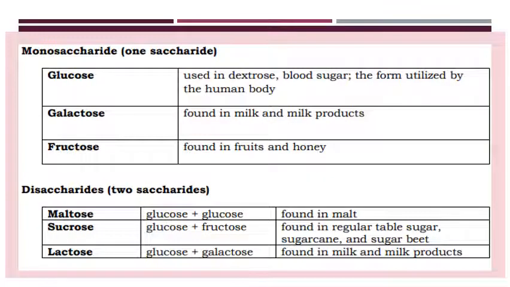Monosaccharide, one saccharide. Glucose, used in dextrose, blood sugar, the form utilized by the human body. Galactose, found in milk and milk products. Fructose, found in fruits and honey. Disaccharides, two saccharides. Maltose, glucose plus glucose, found in malt. Sucrose, glucose plus fructose, found in regular table sugar, sugarcane, and sugar beet. Lactose, glucose plus galactose, found in milk and milk products.